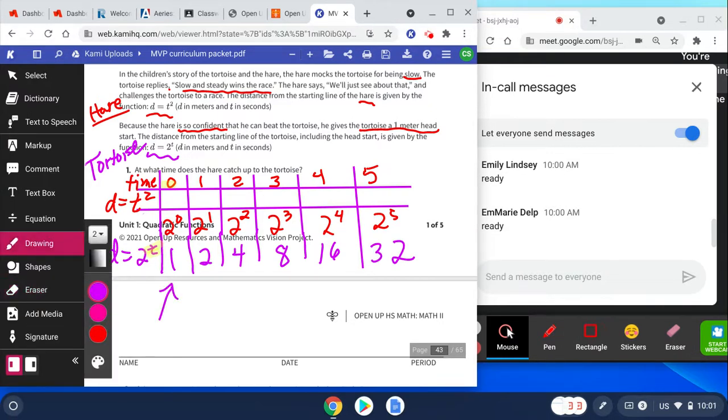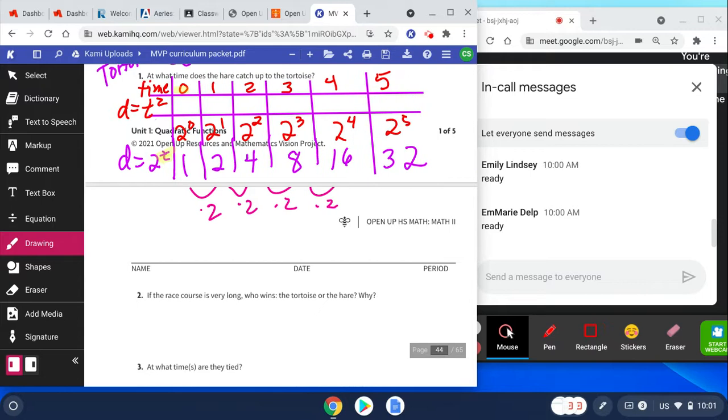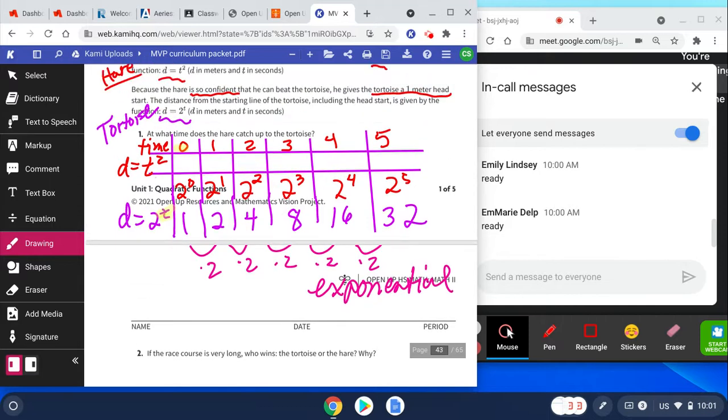Now do you see what they meant by giving him a head start? He's already 1 meter ahead at time 0. And if you wanted, you could plug these all into a calculator to see how I got these answers. But did you see that this is just times 2 exponential function? Okay, so we filled out the bottom of our table.